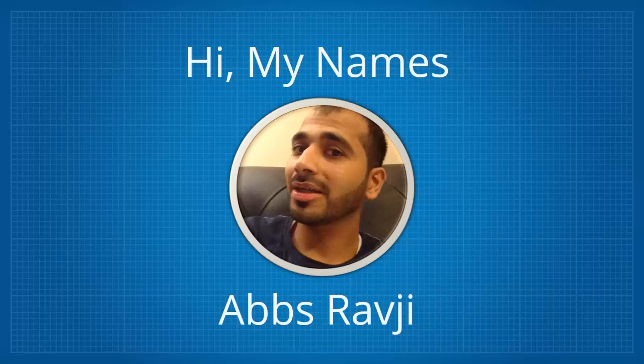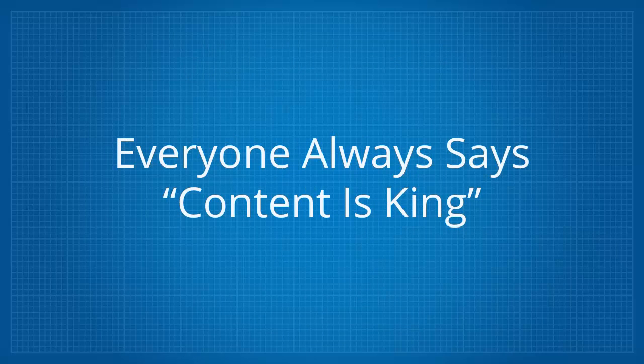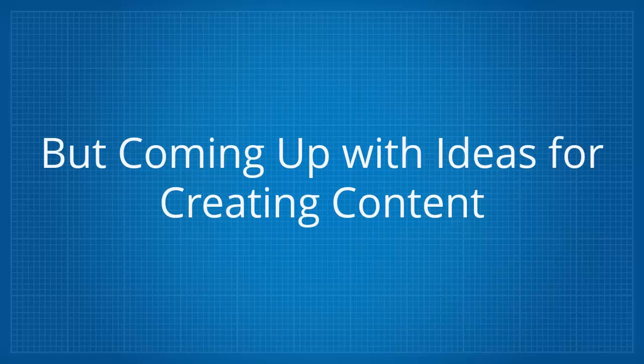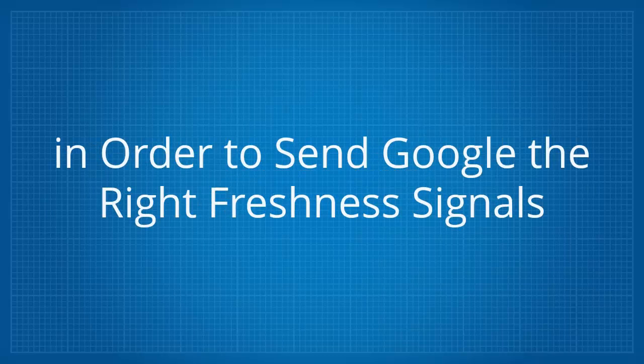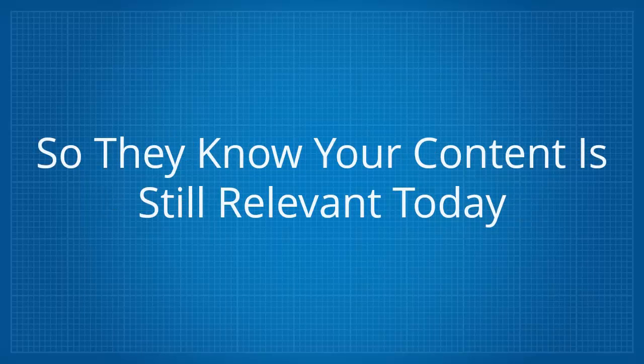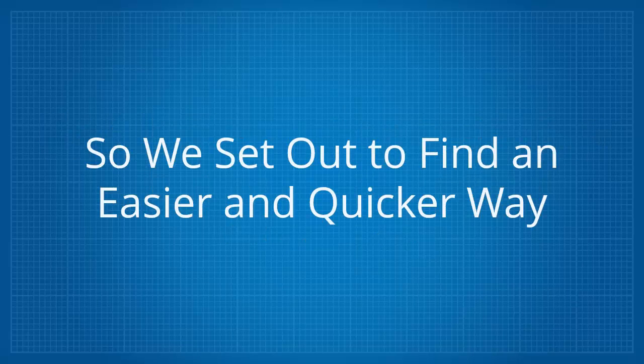Hi, my name's Abs Ravji, and when it comes to ranking in Google, everyone always says content is king. But coming up with ideas for creating content and then optimizing it, publishing it, as well as building links to the content is not so easy. And then you need to keep the content updated in order to send Google the right freshness signals so they know your content is still relevant today. It's a never-ending cycle that is time-consuming and painstaking, so we set out to find an easier and quicker way.